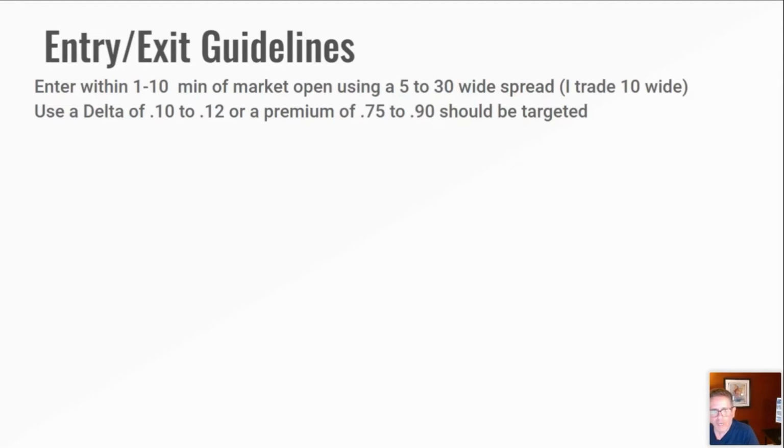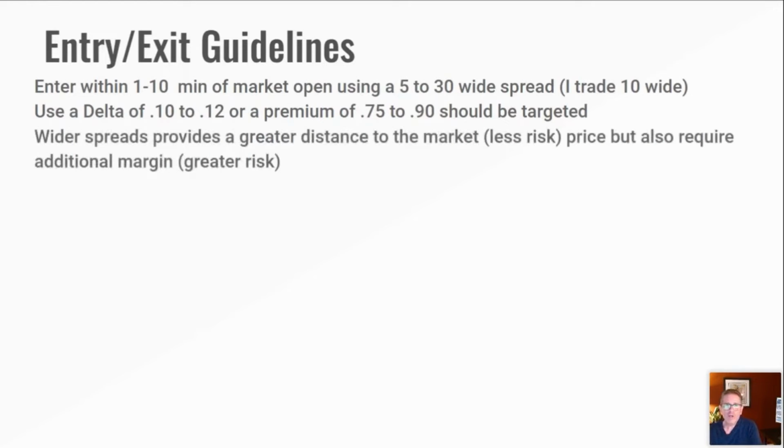And again, if you place them when it's highest volatility, you'll see the change in that premium go very, very quickly and decay because of that volatility. Wider spreads provide greater distance to the market, basically less risk. However, price can require additional margin, and that actually increases risk. So it's kind of a trade-off. And we'll be talking about how that works when you're positioning your trades.